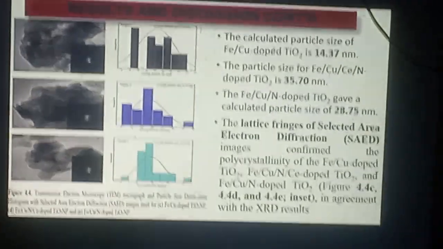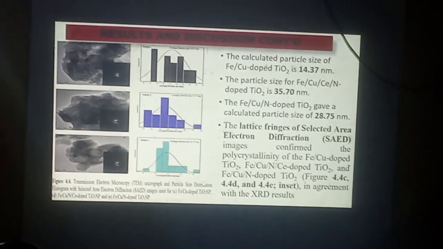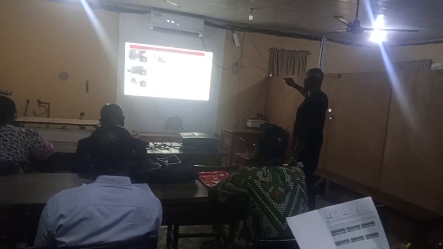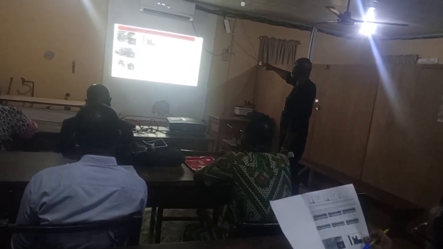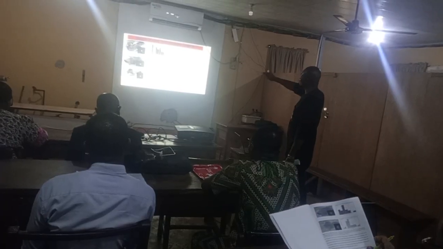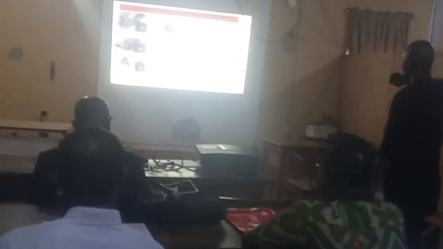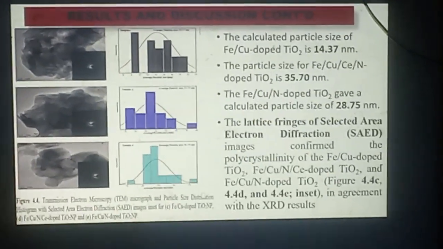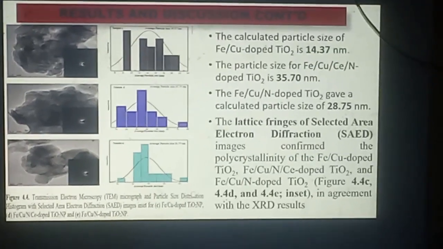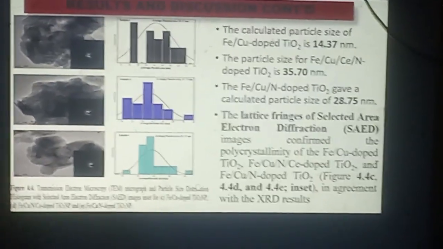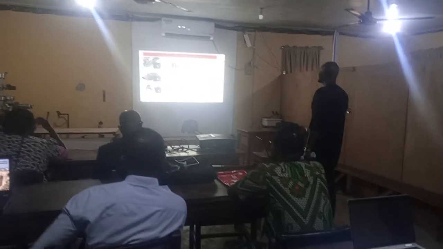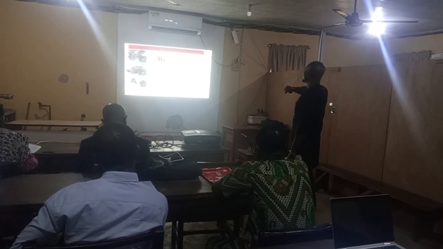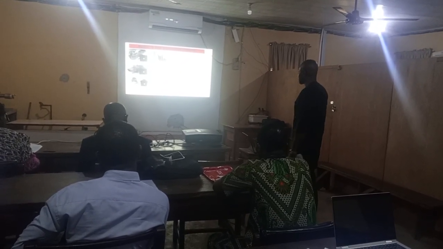Then the TEM analysis. In our TEM analysis, after calculating our particle size, we see that there was a decrease in particle size, which also supported what we have in the SEM analysis with iron/copper. Then we also observe, with iron/copper/nitrogen, that the particle size actually increases a bit, which also corresponds with what we observe in the SEM analysis.